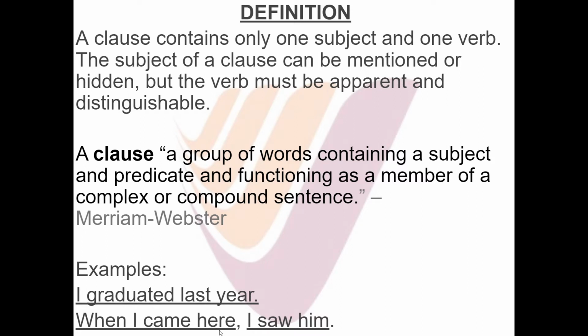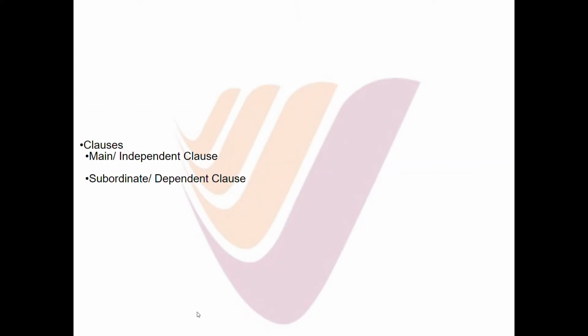When I came here, I saw him. So, in the last sentence, you can see, when I came here, I saw him. There's a gap between them. Do you know why? Because clauses are divided into two types: subordinating clause and main clause. They have other names also: main clause and independent clause, and subordinating clause and dependent clause.